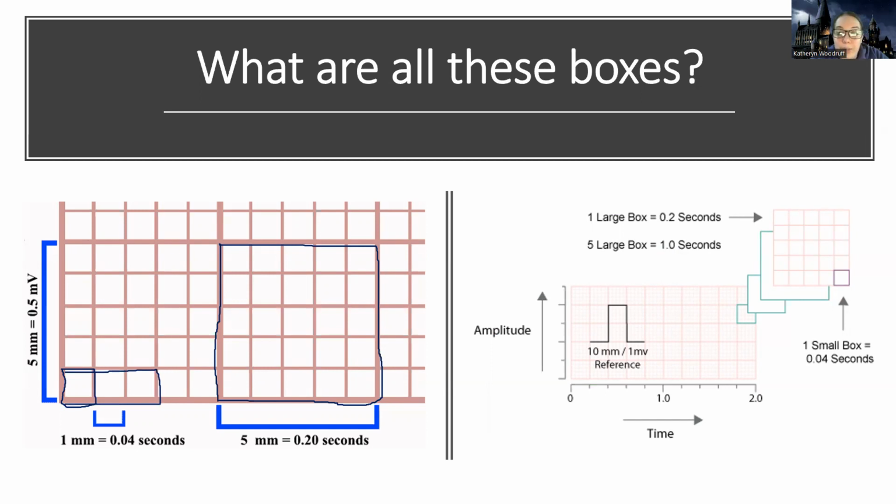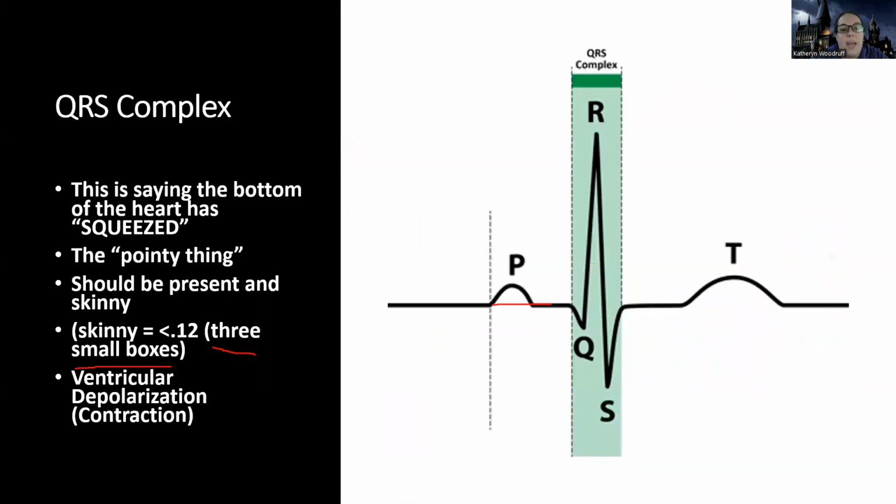Because 4 times 3 is 12, if that helps you remember it. So here's the thing: we're not going to give you one on an exam and have you sit there and measure it. And if you don't measure it, you're going to be like, oh my God, I got it wrong because I couldn't measure the boxes. We're not going to give you one. It's going to be very obvious if it's skinny.